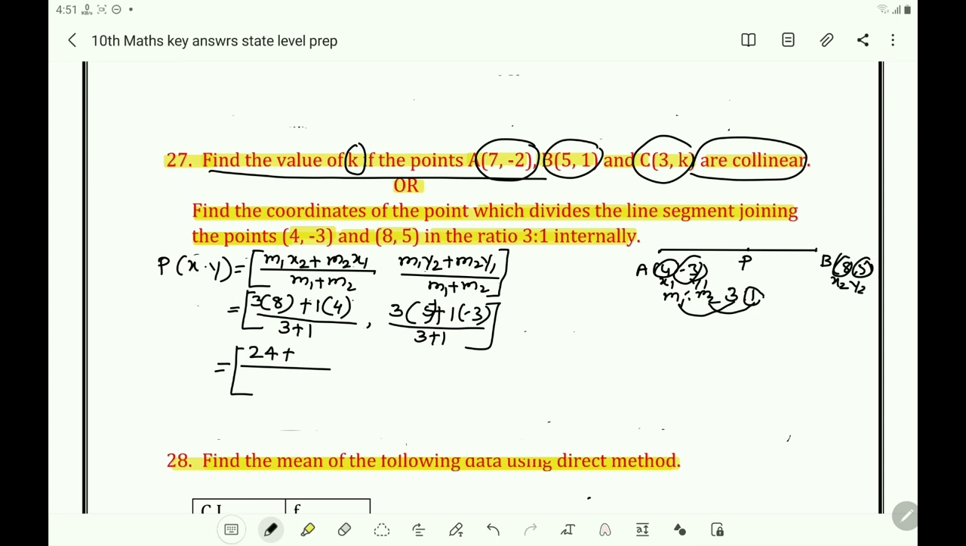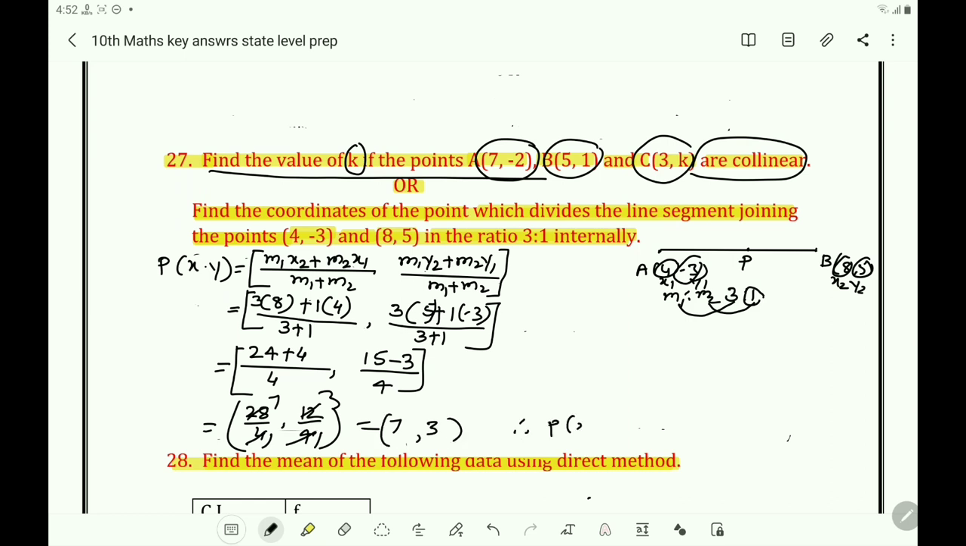3 8s are 24 plus 1 4s are 4, 3 plus 1 is 4. Then 3 5s are 15, 1 into minus 3 is minus 3. Then divided by 4 equals 24 plus 4, 28 by 4, 15 minus 3, 12 by 4. That is 4 7s are 28, you will get 7; 4 3s are 12, you will get 3. Therefore, you can write P of xy equals 7, 3.